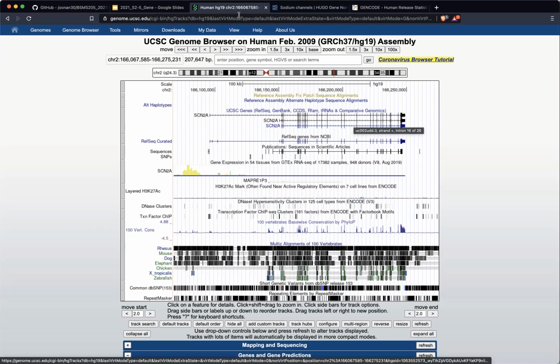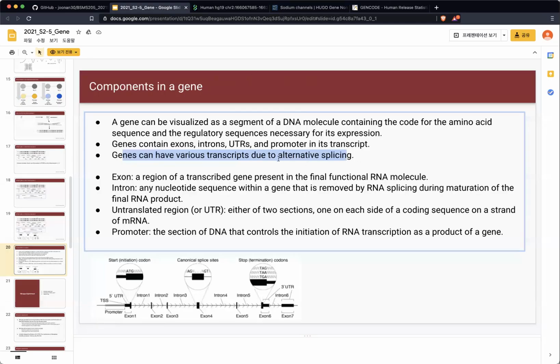So think about the situation. And you probably learned about why evolutionarily higher organisms have the alternative splicing system, because of the evolutionary advantage over history, right? So that's why when you look at genes, you always have to link your idea to the various transcripts. Okay, so anyhow, each transcript has different compartments, which are the exons, introns, and also UTRs, right? And also the promoter.